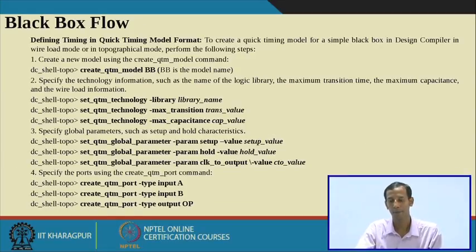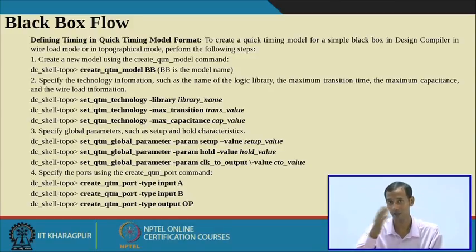Okay. So then how can I define the timing of that particular black box? The first thing is the quick timing model format for how I can set up a black box model. All these things are part of DC Explorer, that means how I can explore the design. Design exploration we can do easily.